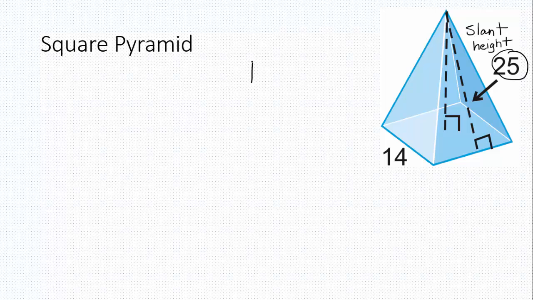Let's look at the net. So we've got a square base that's 14 on every side, and it's surrounded by isosceles triangles. And they are identical, despite what my artwork looks like. So each one has a height, wow, that's crooked, that is the slant height, 25, and the base is 14, just like all the sides of the square.